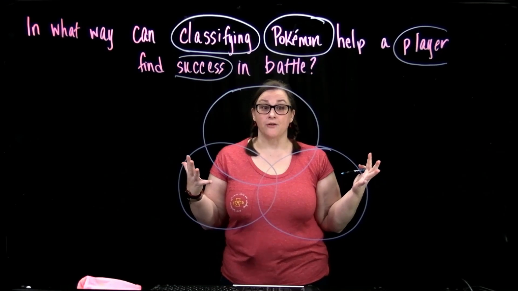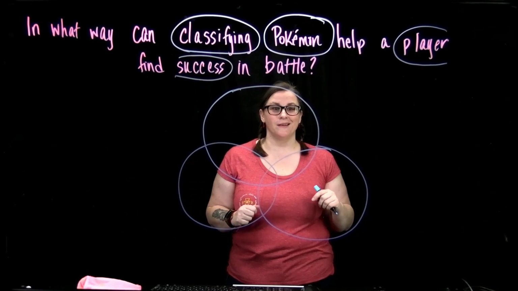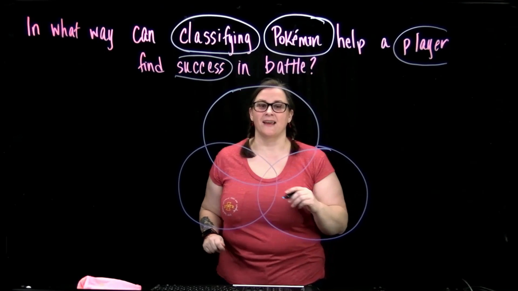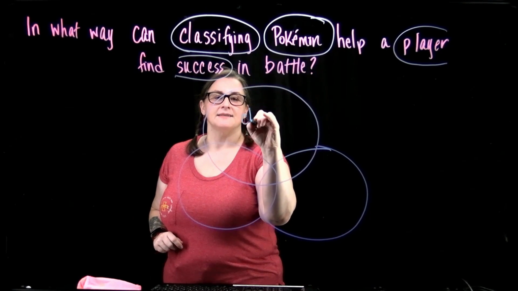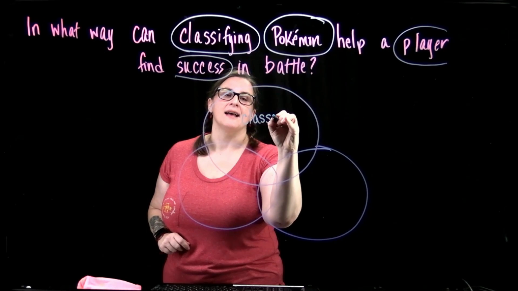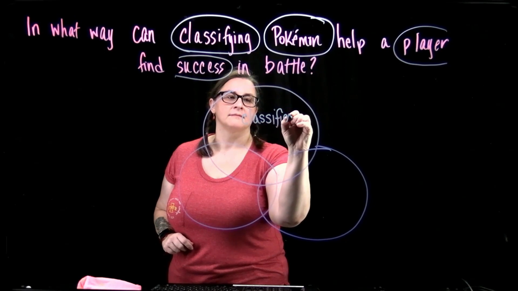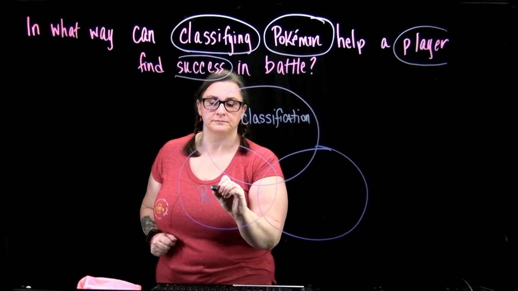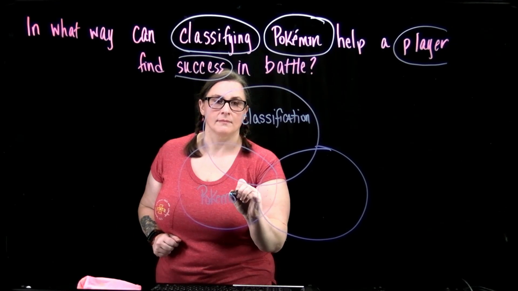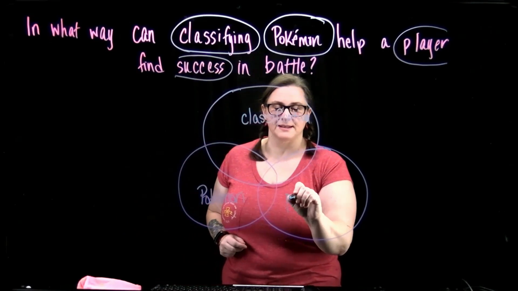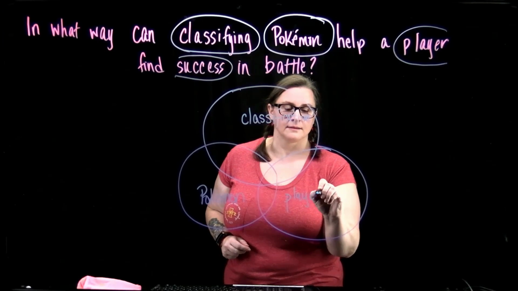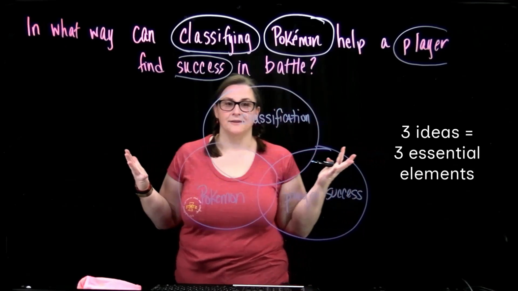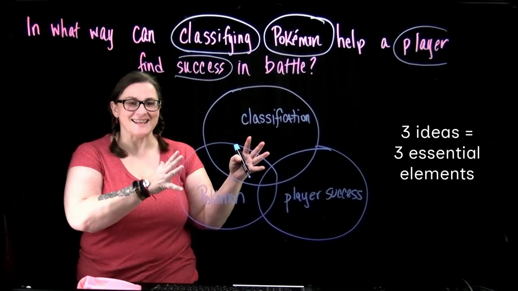So we have a Venn diagram, and we are just going to put our ideas from our research question into the diagram. Classifying, so we're going to call it classification. Pokemon. And player success. Easy, right? We have three ideas.